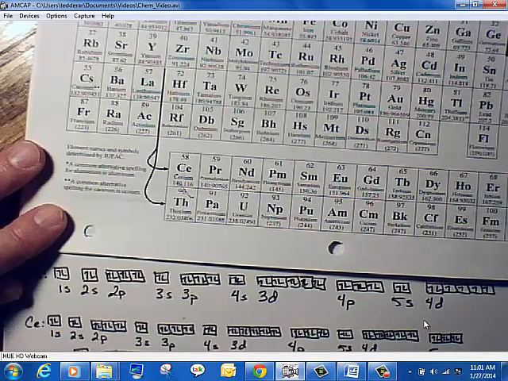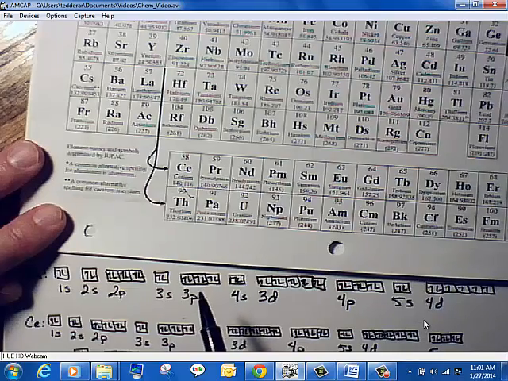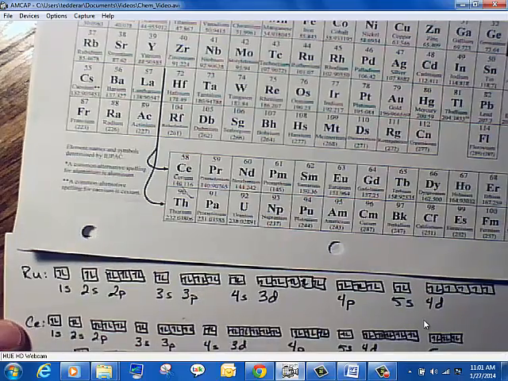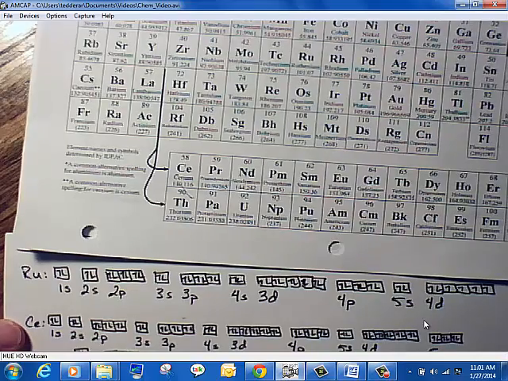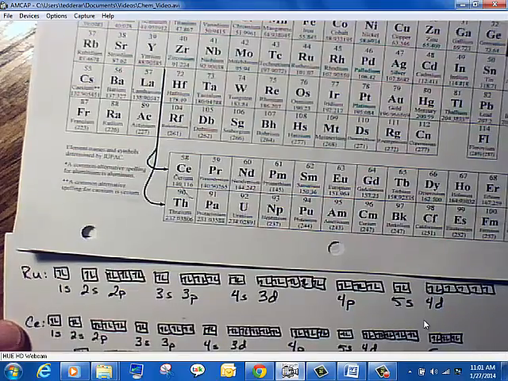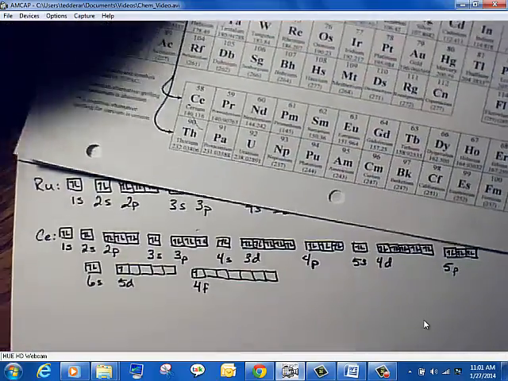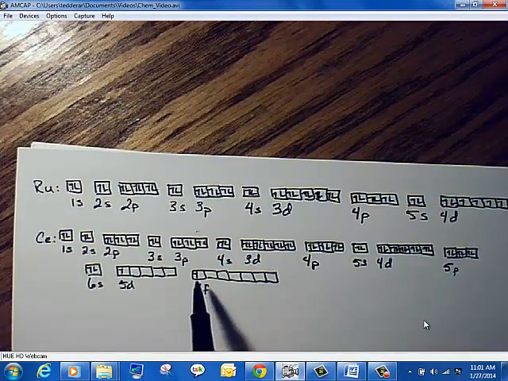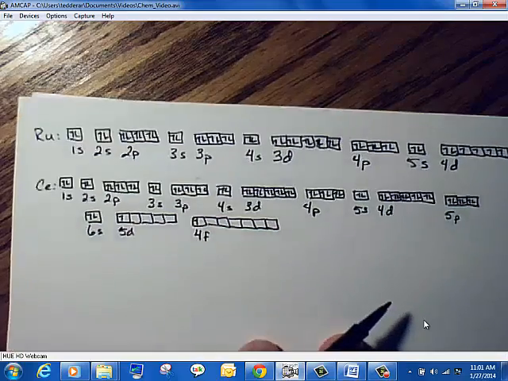So we're going to put 4F, and how many of the boxes do we need now? These 7 boxes, but 1 more electron, correct. 1, 2, 3, 4, 5, 6, 7. So cerium just has 1 electron in 4F. Whoop, I'm off the screen here. Okay. 7 boxes, 1 more electron for cerium.